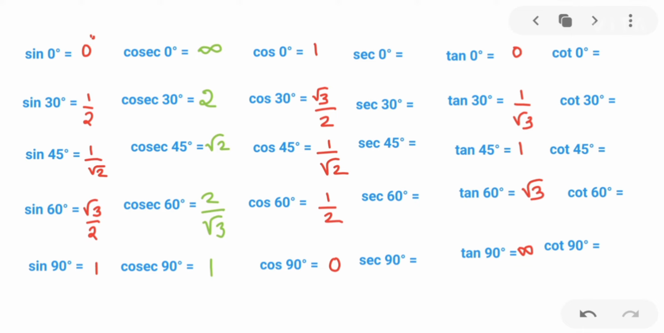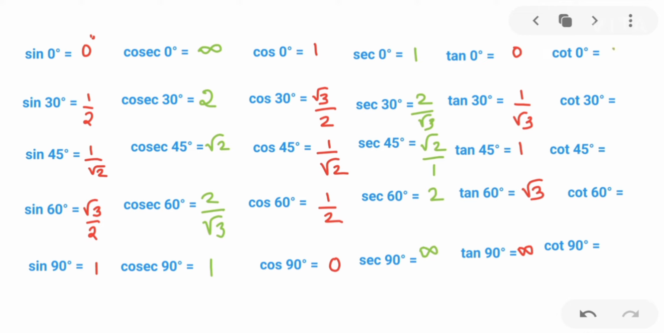Now we can write the sec values from the cos values. So reciprocal of cos 0, so it is 1. Sec 30 is 2 by root 3. Sec 45 is root 2 by 1, that is root 2. Sec 60 is reciprocal of cos 60, so it is 2 by 1, that is 2. And sec 90 is 1 by 0, that is infinity.